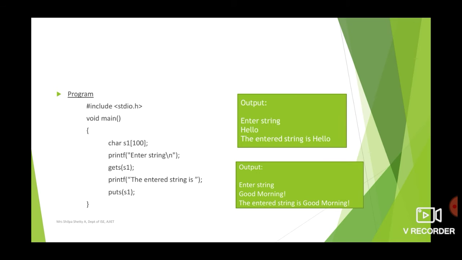So what it means is gets can read a string with a single word or more than one word. Hello is a single word, whereas good morning contains two words. So both are possible by using the gets function. But puts is similar to printf, it just displays the string, that is the value that is stored in the string.